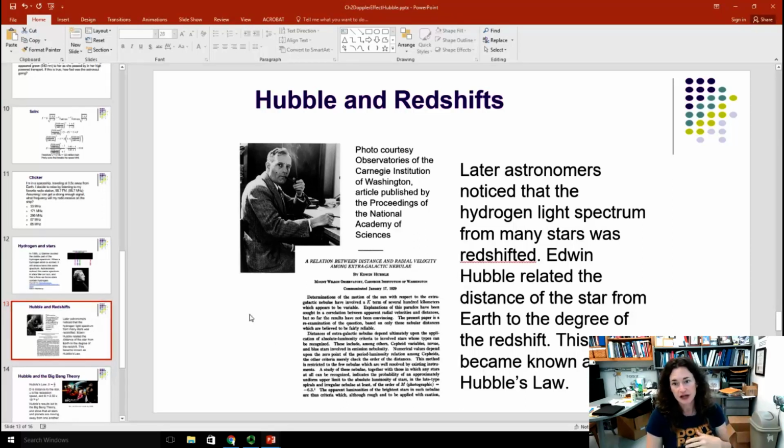And then this happened a little later. They noticed that the hydrogen light spectrum from many stars was actually redshifted. Now, Edwin Hubble, he related the distance of the star from Earth to the degree of the redshift. And this became known as Hubble's law. Hubble's pictured here, and this is his paper, which was published in 1929, a little screenshot of his paper.